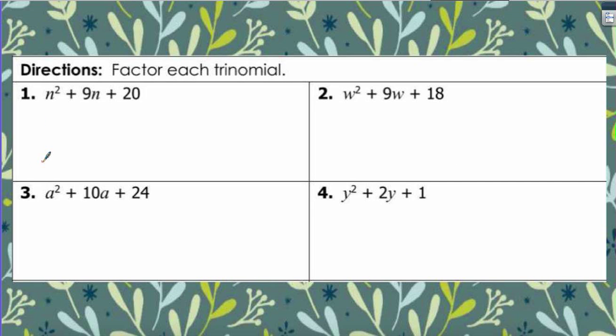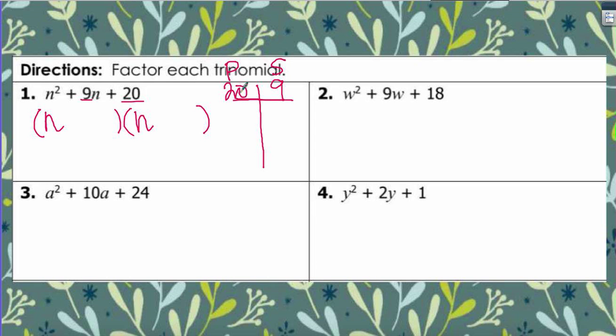So let's try another one. So I know I'm going to set up two binomials. To get n squared, this must have been n times n. And now I'm looking at the two numbers 9 and 20. So I've got kind of like this product and sum chart here. I want to know the two numbers that will give me a product of 20 and a sum of 9. So it's usually easier to focus on the product part first because it really narrows down your options.